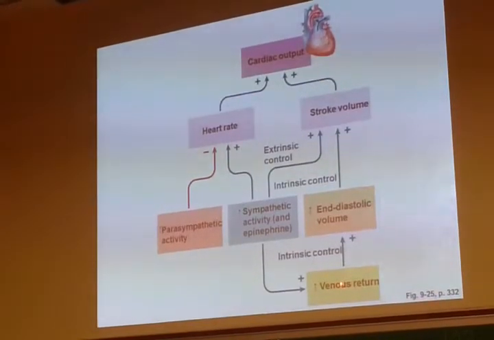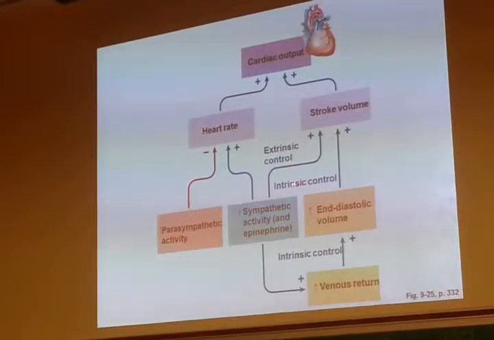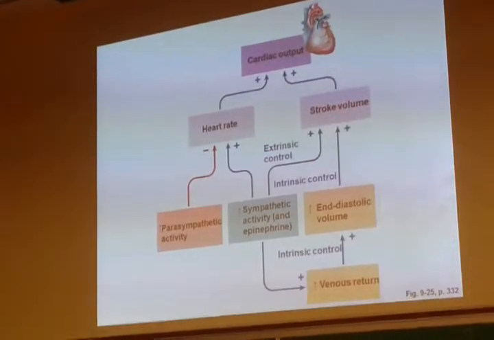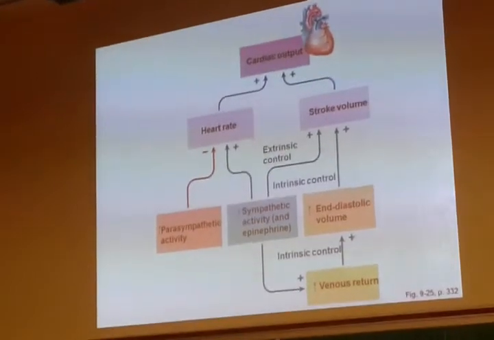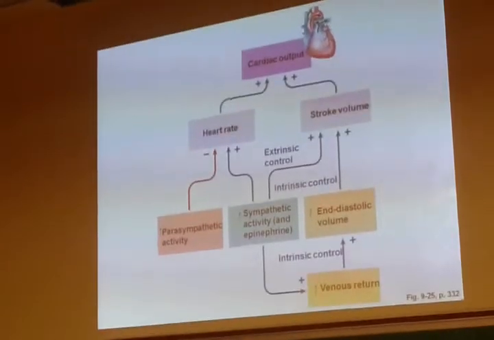Okay, so venous return will increase end diastolic volume. Increase in end diastolic volume via intrinsic control, opening those calcium channels, setting your sarcomere at a more optimum length, will increase the force of contraction, and you'll get an increase in stroke volume. But you won't be going below your resting end systolic volume.